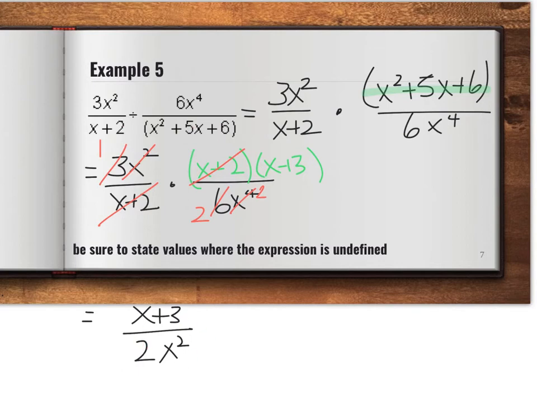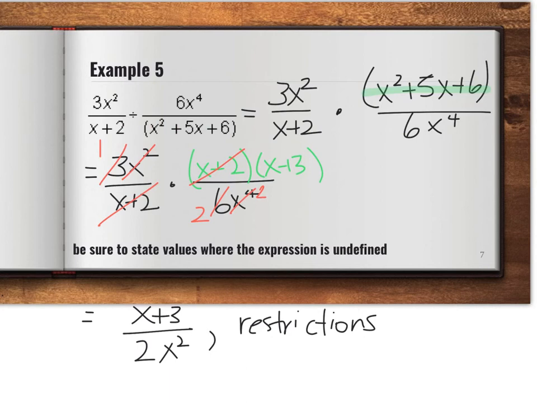Last step, restrictions. When I think of restrictions, I need to look everywhere, anytime something was on the bottom. So the x plus 2 has always been on the bottom, so we know that x can't be negative 2. This x squared plus 5x originated on the bottom of a fraction, so if it were 0 at this point in time, it would cause a problem.